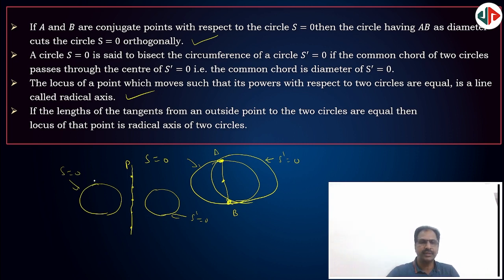The lengths of tangents drawn from P. P is a point on the radical axis. So these are the lengths of the tangents. PA is the length of the tangent from P to the first circle. PB is the length of the tangent to the second. And you will see that PA and PB are equal. So the lengths of the tangents drawn from a point on the radical axis to the two given circles are equal. PA is equal to PB.